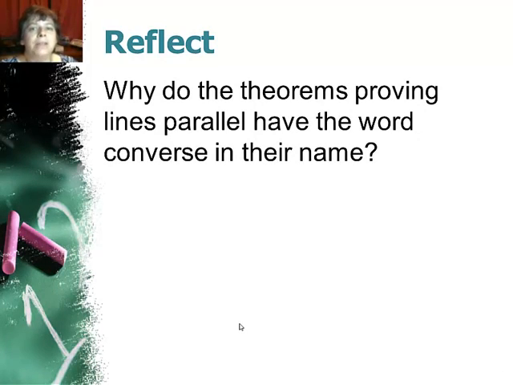So to reflect, why do the theorems proving lines parallel have the word converse in their name? Well, I'll give you a little hint here. Let's take the corresponding angles one. If two lines are parallel, then the corresponding angles are congruent. Now I'm trying to prove the lines are parallel, so I'm going to switch the two and say if two corresponding angles are congruent, then the two lines are parallel. So hopefully that was enough of a hint.